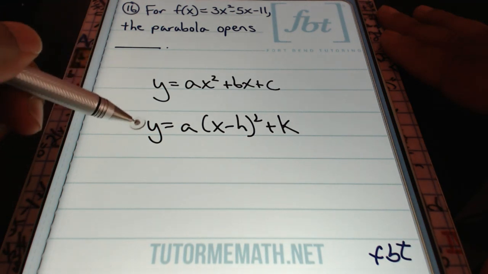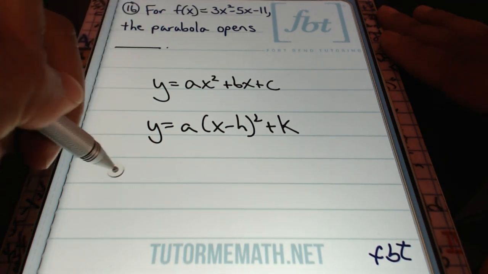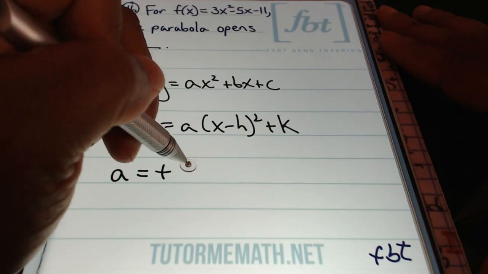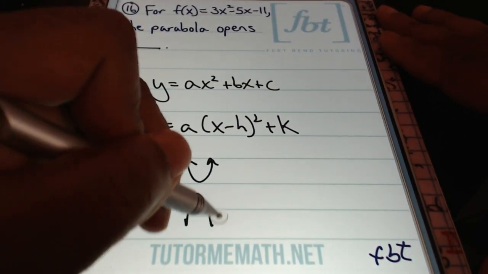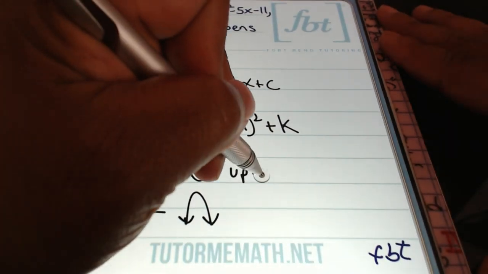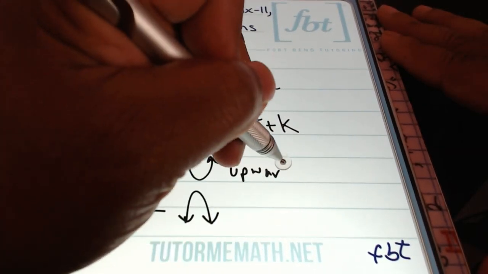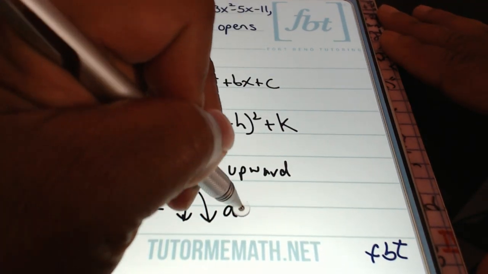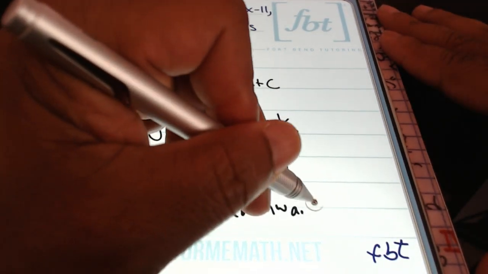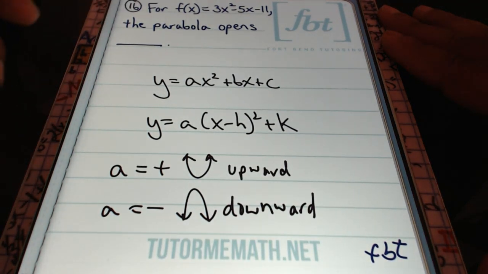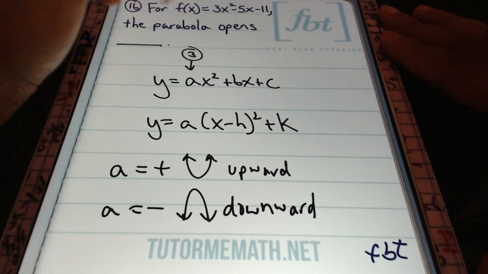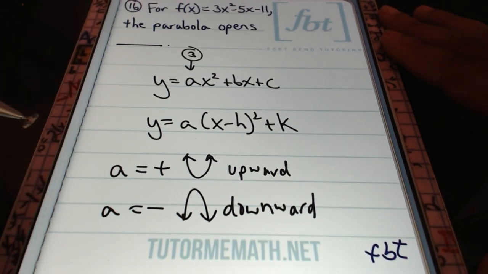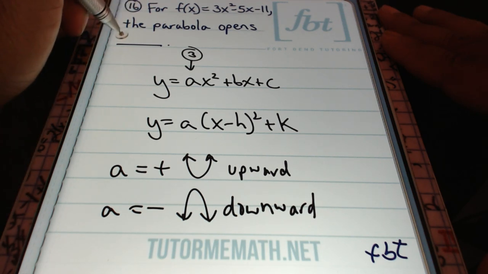if your a value is positive, then the parabola points upward. If your a value is negative, the parabola is going to point downward. So this is what they're asking of us: is this parabola going to open upward or downward? Because our a value in this problem is 3, a positive result, we're going to end up with an upward result. The answer is just upward.